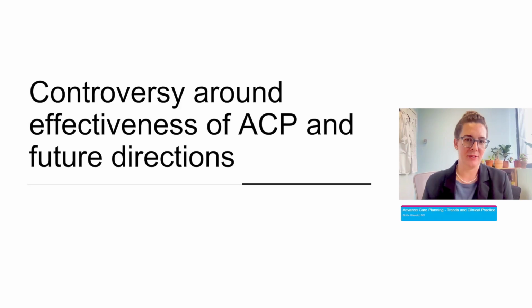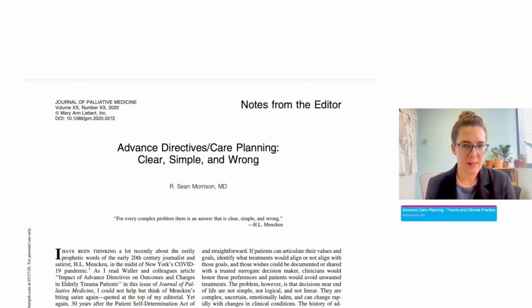So what about the controversy around effectiveness of advanced care planning and future directions? And I want to talk about some of the controversy. And I'd say basically the controversy is about whether advanced care planning is effective or whether it's a waste of time and resources. Some of the juicier publications in the world of geriatrics and palliative care over the last 5 years have looked like these ones. So you may have seen this: Advanced Directives and Care Planning, Clear, Simple, and Wrong. And this was written by the chair of our department, who was our speaker yesterday morning.